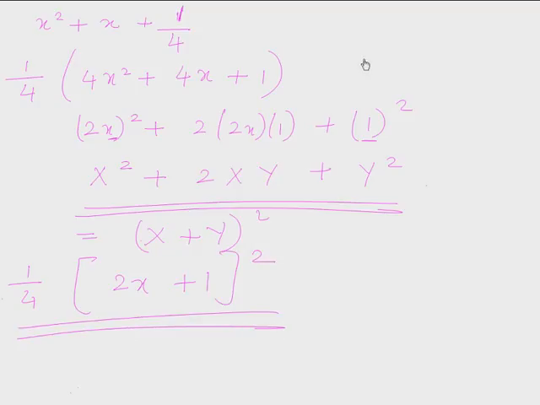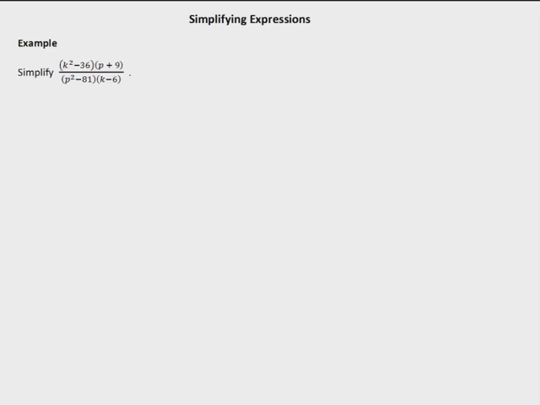So I noticed that 4x squared plus 4x plus 1 was a perfect square trinomial, because 4x squared is (2x) the whole squared. 1 is certainly a square. And then 2 into 2x into 1 gave me the middle term 4x. And we have our factorization. So let's move on to some slightly more complicated questions.